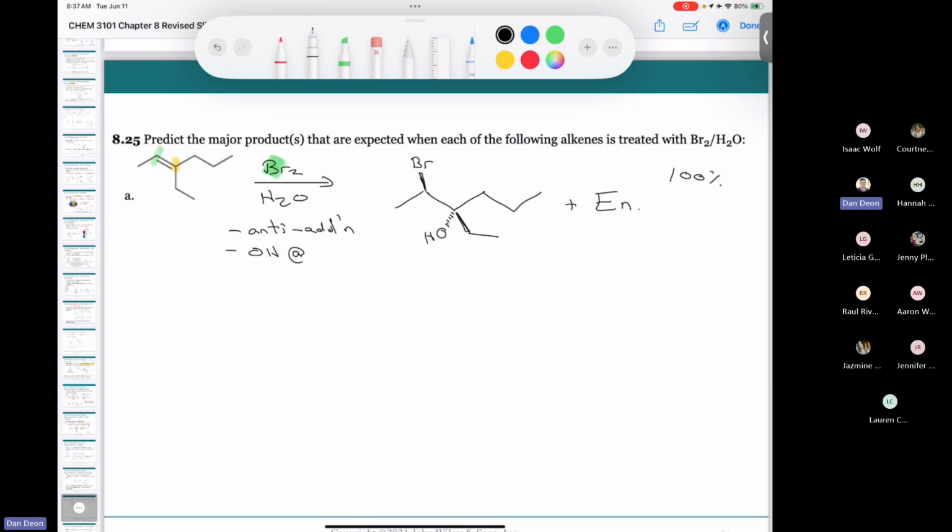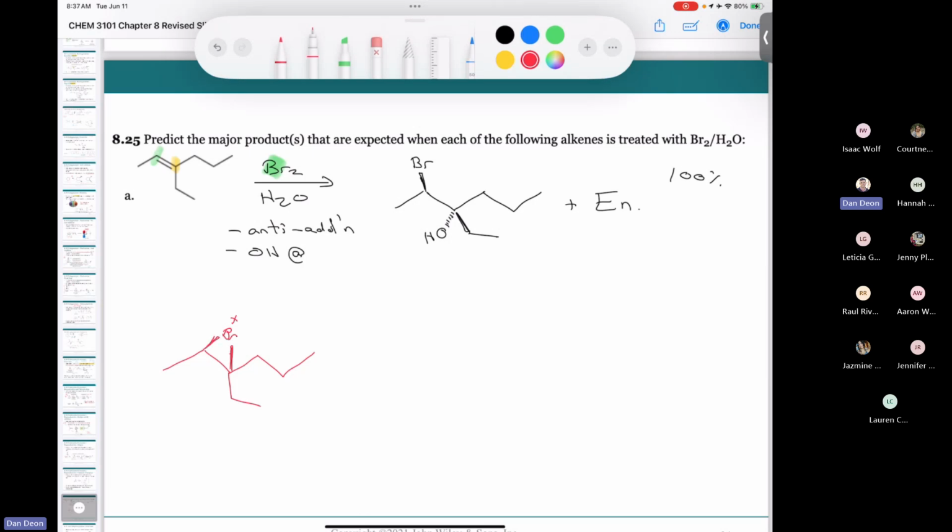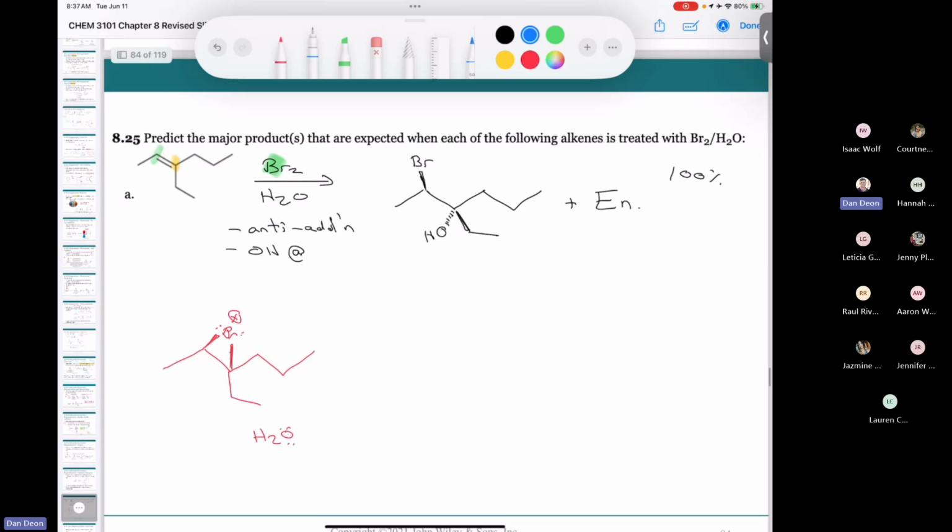However, something you can try is to think about the rationale. You could say, okay, let's see here. What's my intermediate going to look like? My intermediate is going to look like this, where I'm going to form the bromonium ion, which is going to be on one face of the molecule. So I'm going to end up with the bromonium ion like this. And then my water, which is my nucleophile, is going to come in, and it's going to attack the more substituted carbon like that. And so then after the proton transfer, I'm going to end up with this compound.